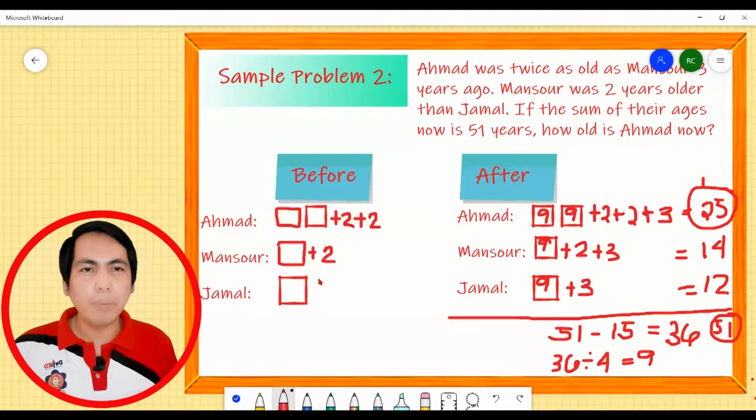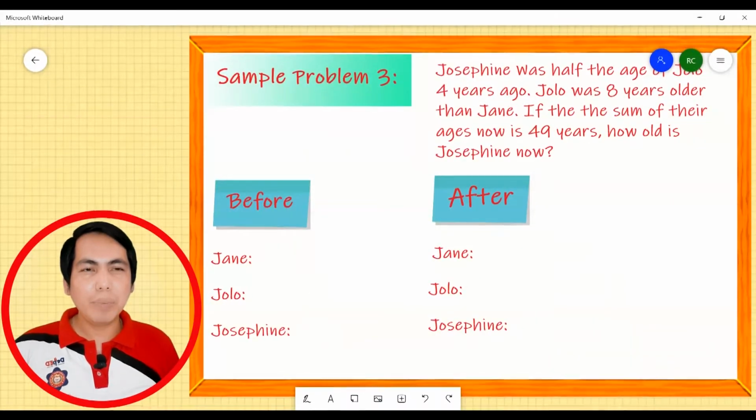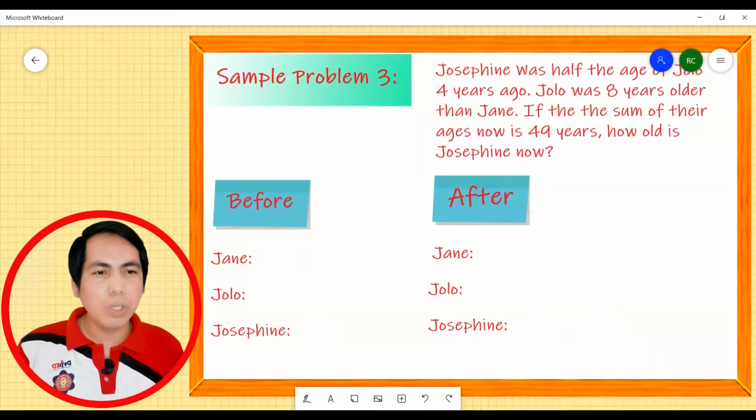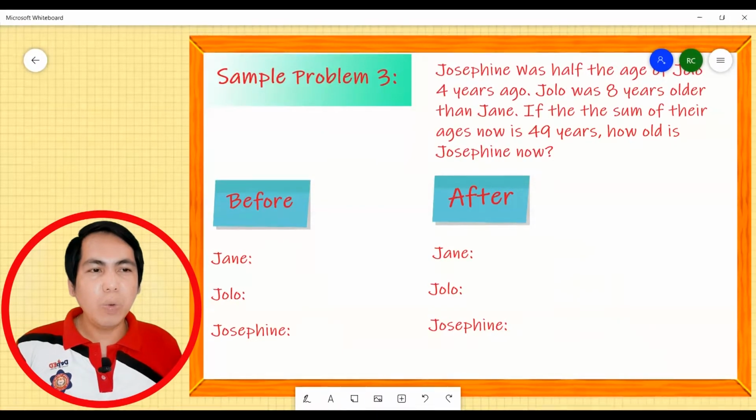Let's proceed to sample problem number 3. In our sample problem number 3, it says here, Josephine was half the age of Jolo 4 years ago. Jolo was 8 years older than Jane. If the sum of their ages now is 49 years, how old is Josephine now?